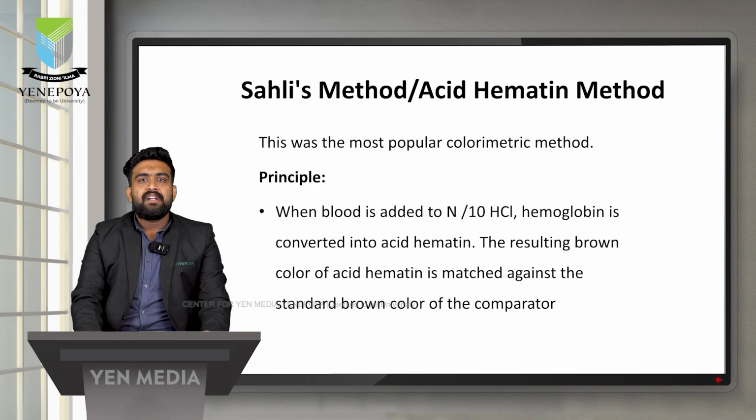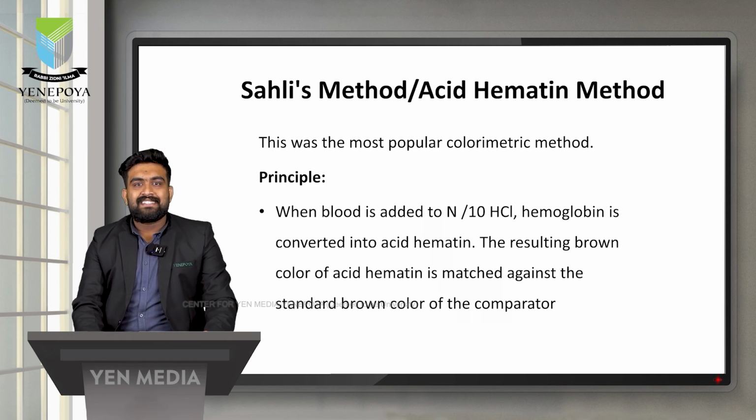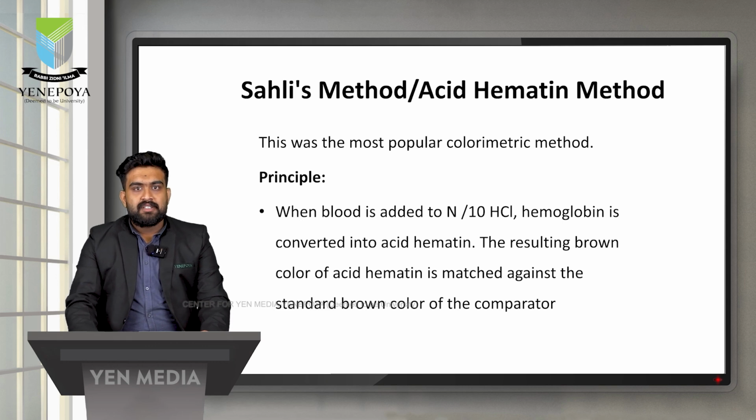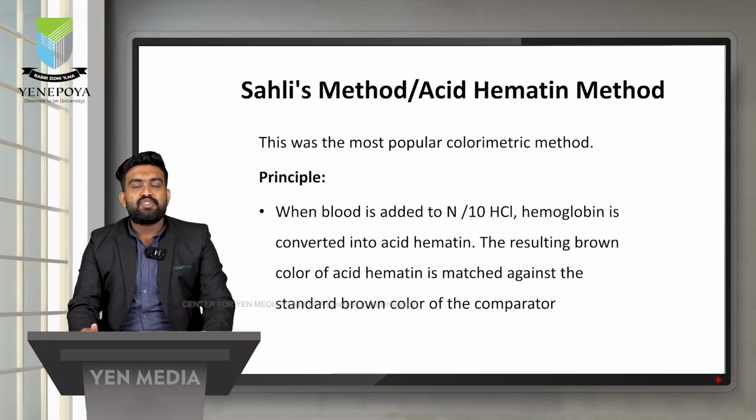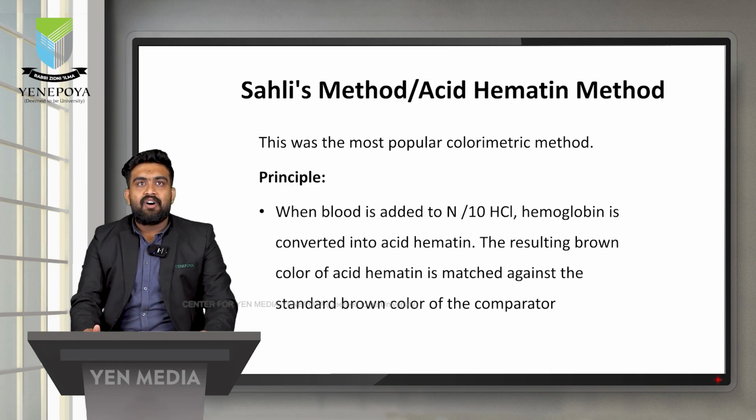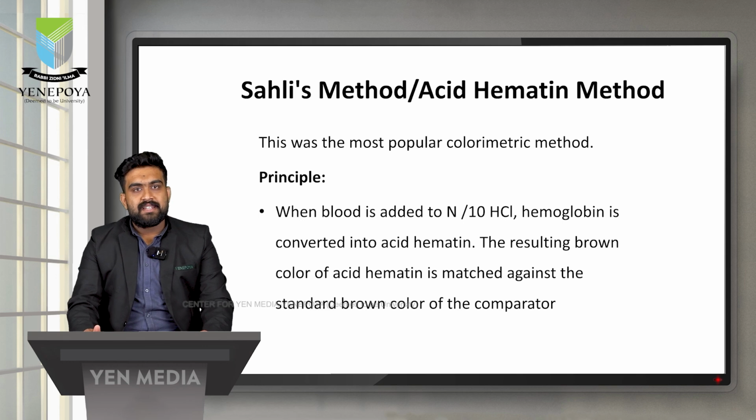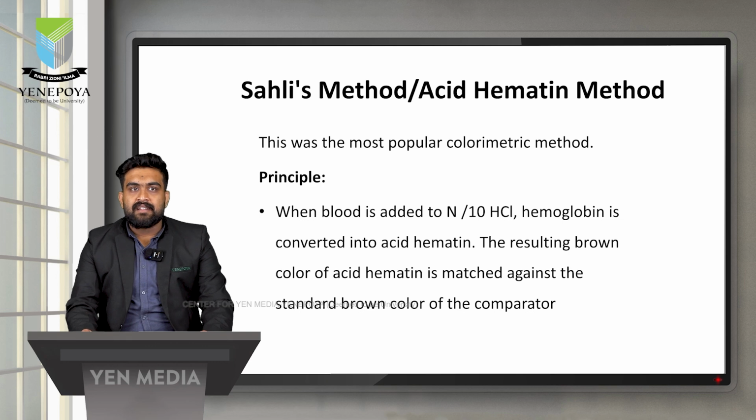We are going to explain in detail about Sahli's method, or acid hematine method. This was the most popular colorimetric method. We are going to discuss the principle, procedure, advantages, disadvantages, normal values and the clinical significance of Sahli's method for hemoglobin estimation. Coming to the principle, when the blood is added to N/10 HCl, the hemoglobin is converted into acid hematine. Once it is converted into acid hematine, the blood turns a brown color. This brown color is compared with a standard comparator, Sahli's comparator.